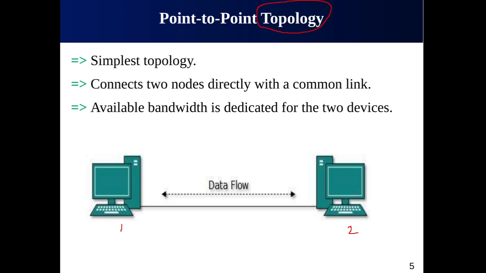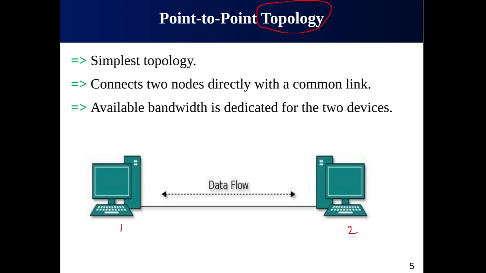It is the simplest topology that we have, and it actually connects two nodes directly by using a communication link. As you can see here, we have two nodes, 1 and 2, and they are connected by a communication link. Such a type of topology, such an arrangement, such a geometrical representation is known as point-to-point topology.